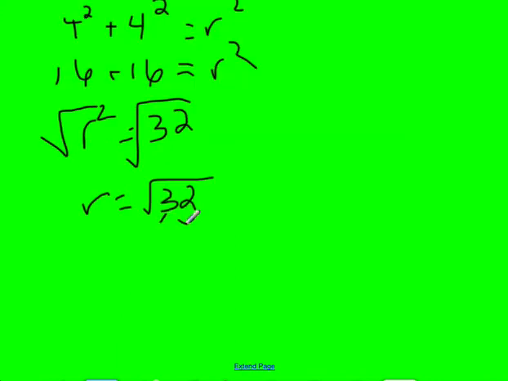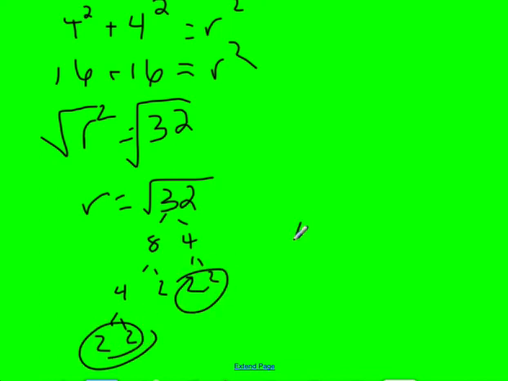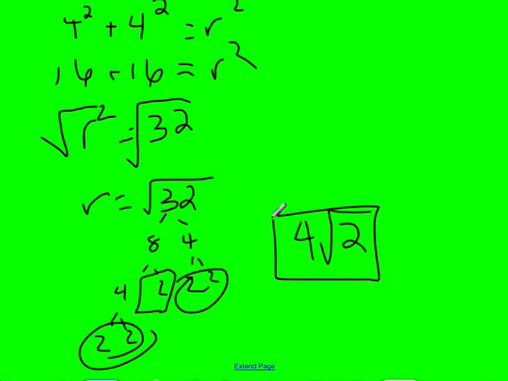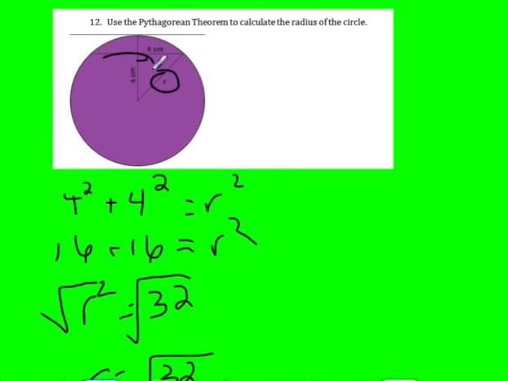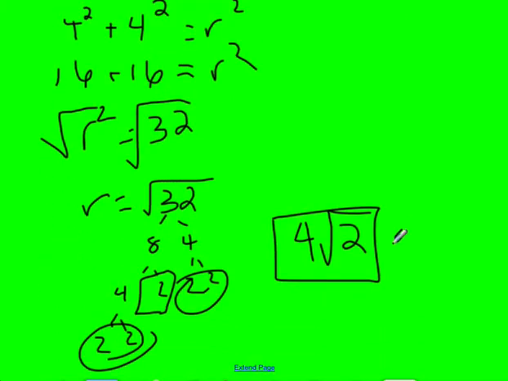And then you're going to break that down. You're going to break it down into, let's use 8 and 4 actually. 8 and 4. And 8 we can break down to 4 and 2. 4 we can break down to 2 and 2. So I have 2 pairs of 2s. So when you multiply 2 times 2 on the outside, you get 4. And then left without a partner underneath the radical is that 2. So you get 4 square root of 2. Now I just need to check my label from the original problem, and that is centimeters.